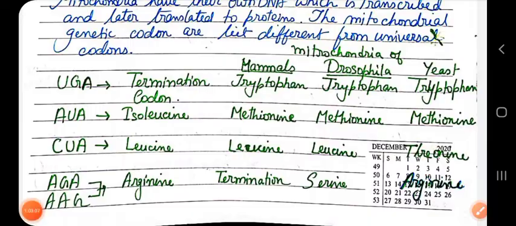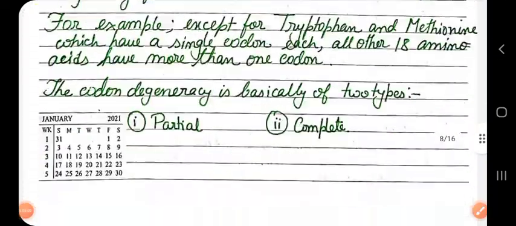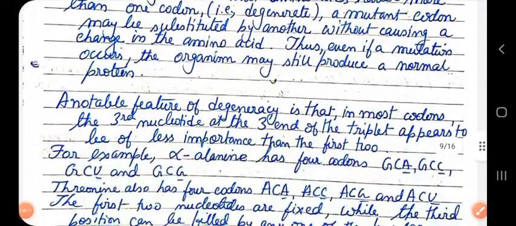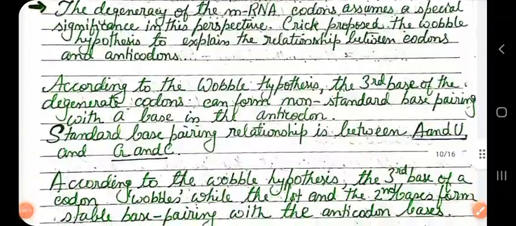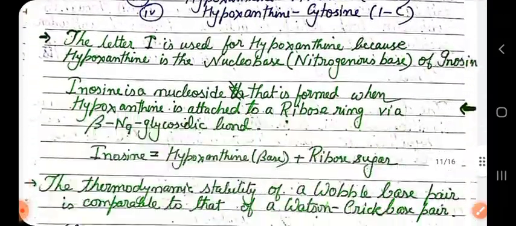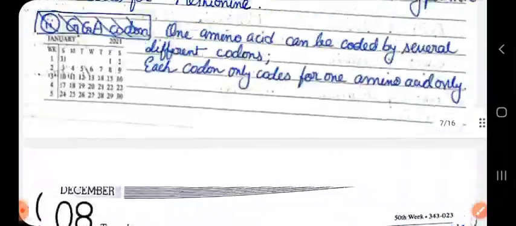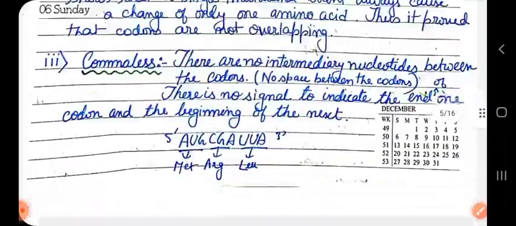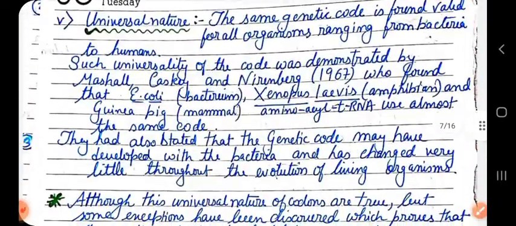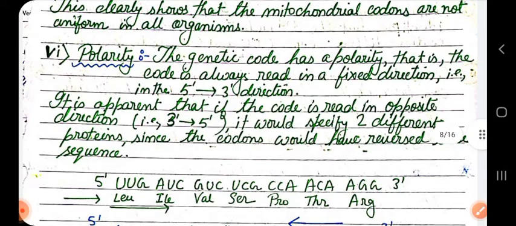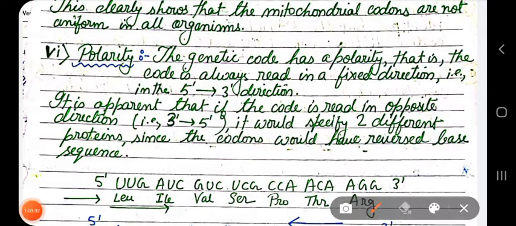It's already 1 hour. Now comes the polarity. What does polarity mean? It means that the genetic code has a polarity.